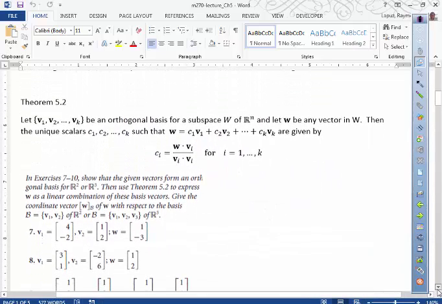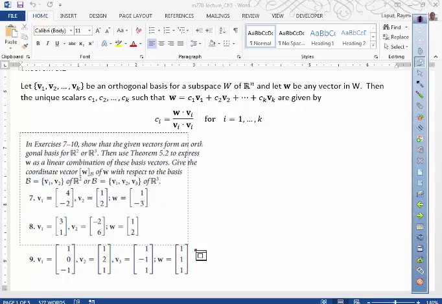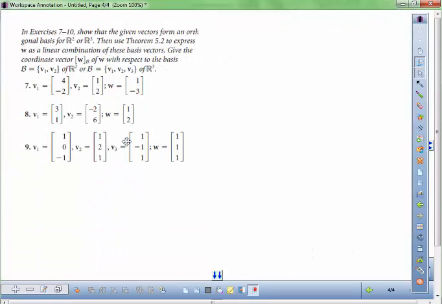Oh, there's examples here. I suppose we should do one. We might as well. I don't remember how to do projection. All right, we'll remember now. So we could do one, let's do number 7 and maybe number 9.